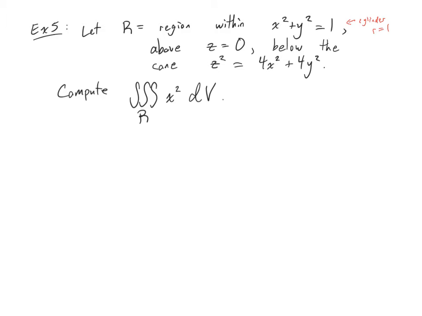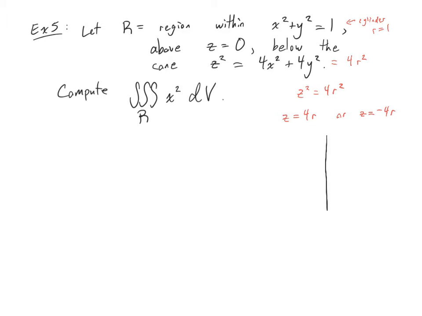Above z equals 0, that's the xy plane, and below the cone, z squared equals 4x squared plus 4y squared. I tell you it's a cone, but you can also see that it's z squared equals 4r squared. And so if z squared equals 4r squared, taking square roots on either side, you have either z equals 4r or z equals minus 4r.